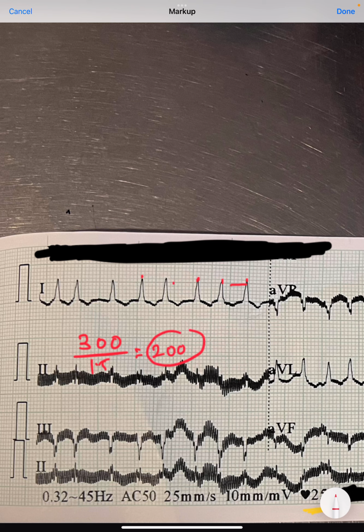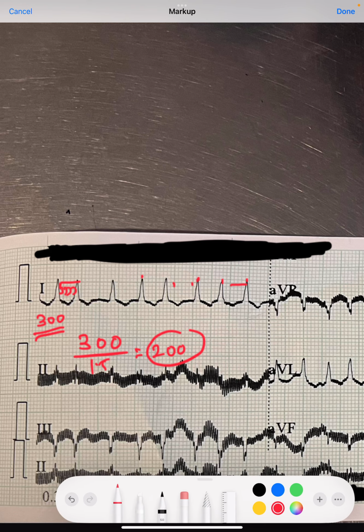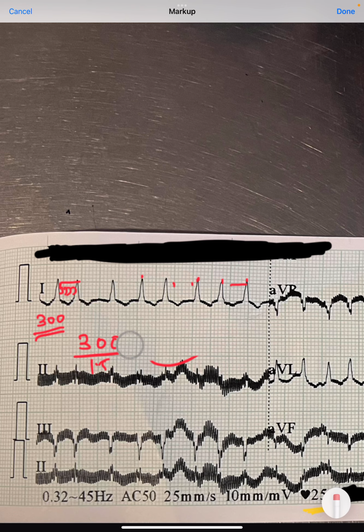If you see here, it is the same: one box and a half box. Here it is one large box, which means five small boxes, so the heart rate is coming to around 300. So the heart rate is around 300 to 200. So this is very much tachycardia.